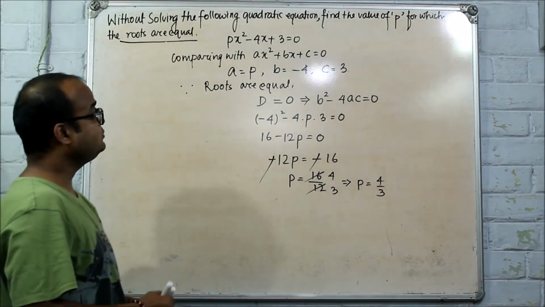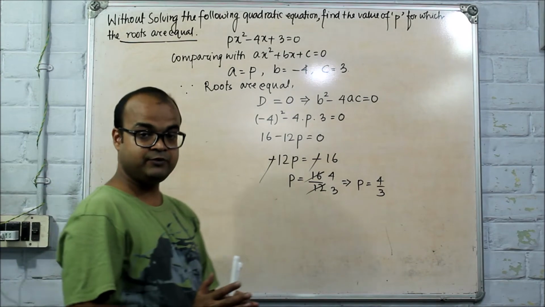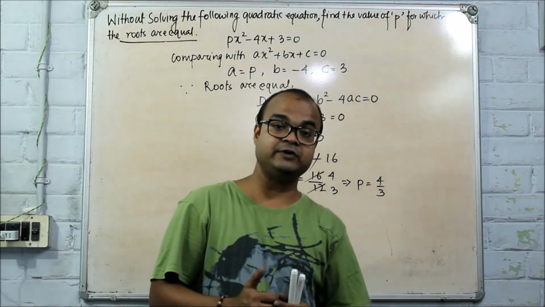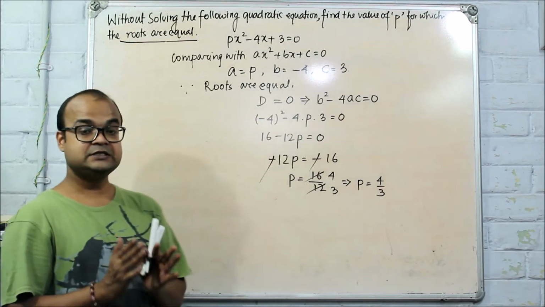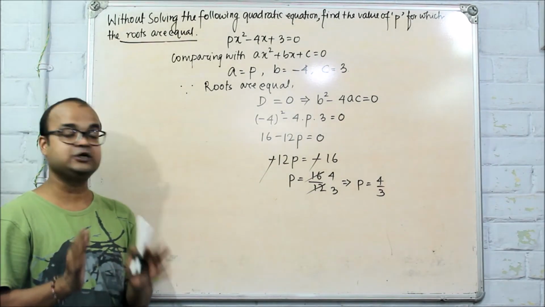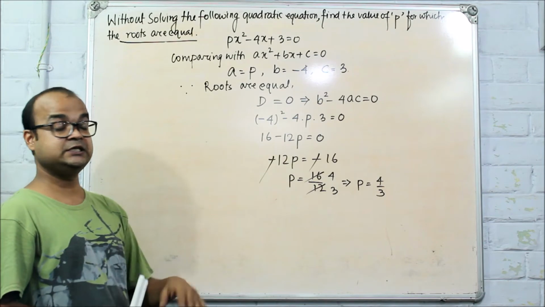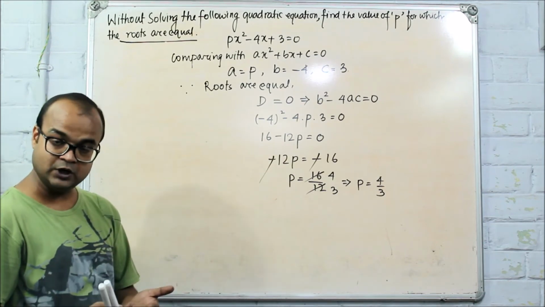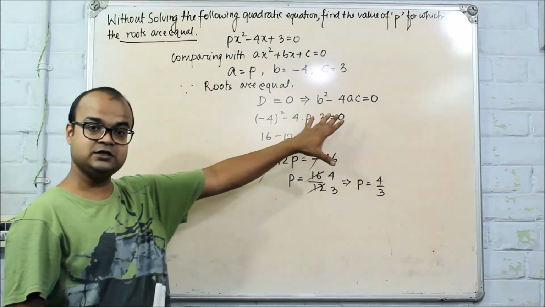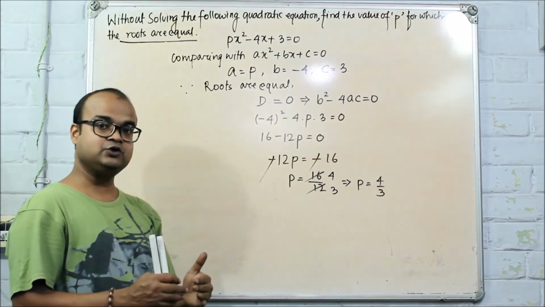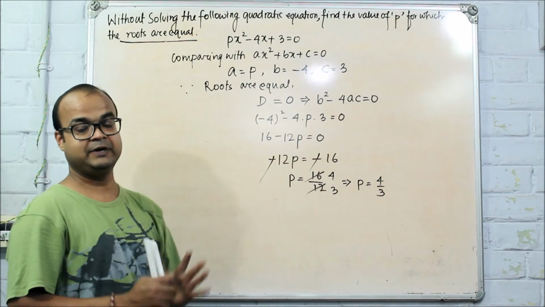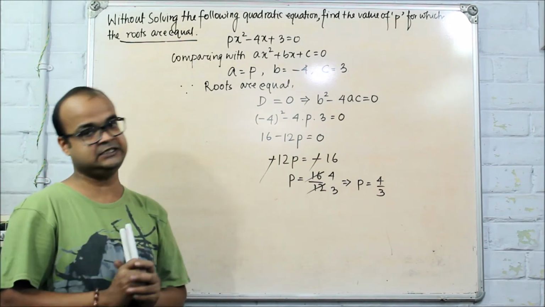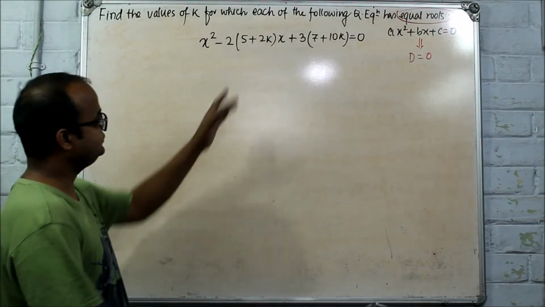So again I repeat, the question is given and the equation is given to you, and the condition is given that you have to find out the value of p such that the roots are equal. So we apply the condition. If the roots are equal, then b square minus 4ac is equal to 0. From that equation we find out the value of p by substituting a, b and c. Let us discuss this problem.